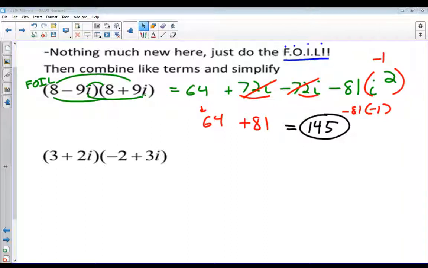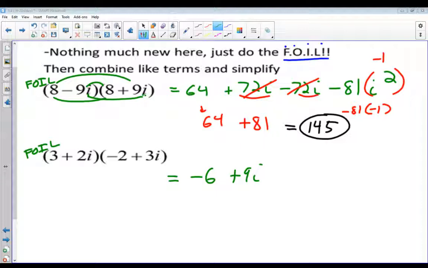All right, you should have tried it and resumed the video by now. So first, if we FOIL, the first term should give you -6. The outside term should give you 9i. The inside term should give you -4i. And then the last term should give you 6, and then i times i, which is i squared.